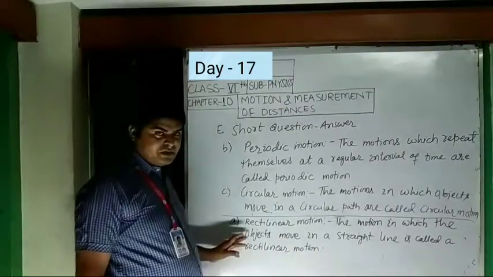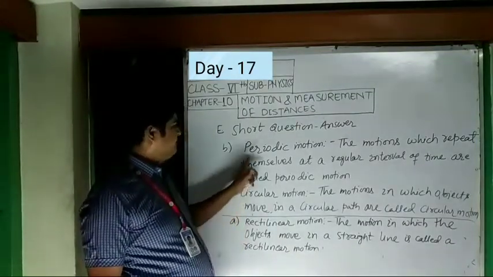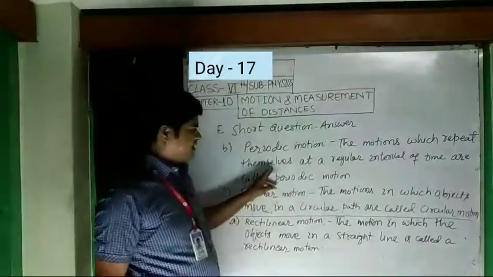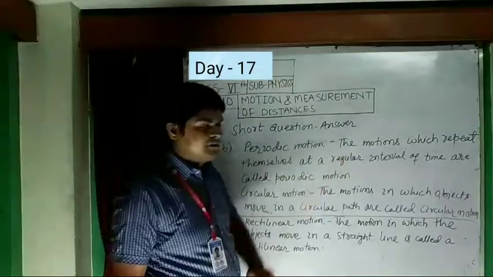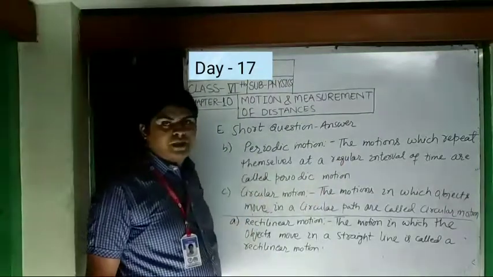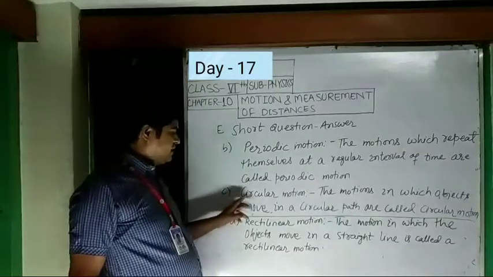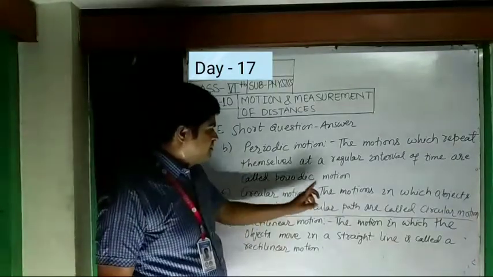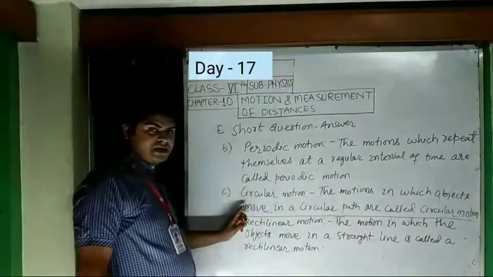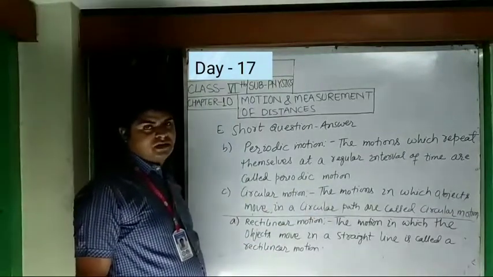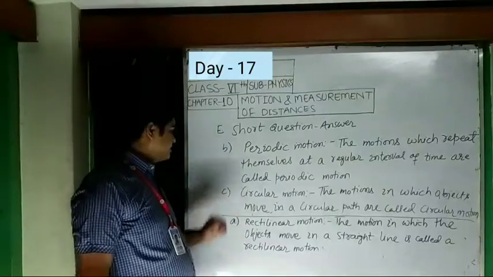See question number 10 B. Define periodic motion. The motion which repeats itself at a regular interval of time is called periodic motion. Now question number 10 C, circular motion. The motion in which objects move in a circular path is called circular motion. Now let us see question number 11.